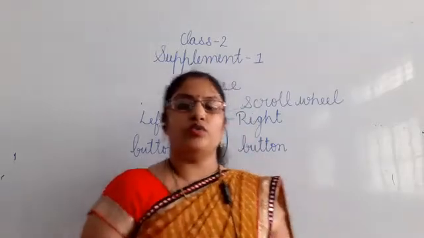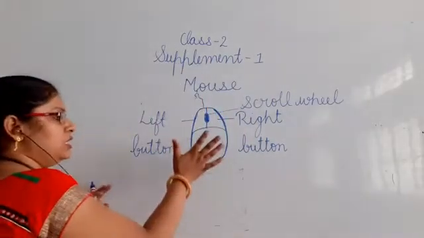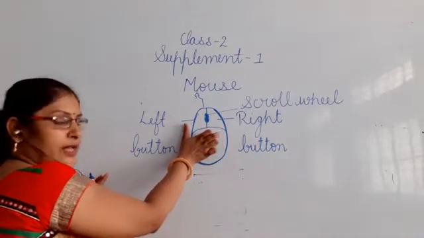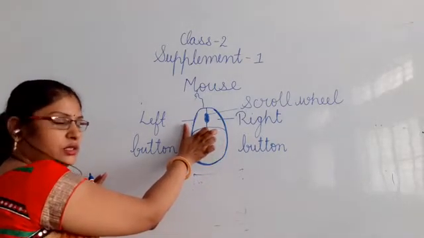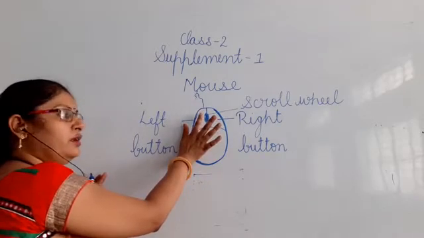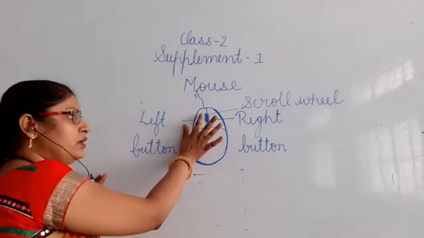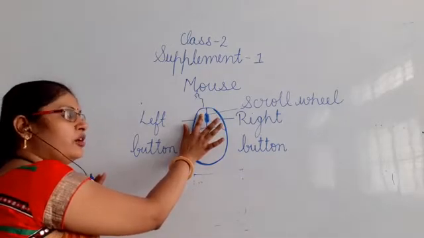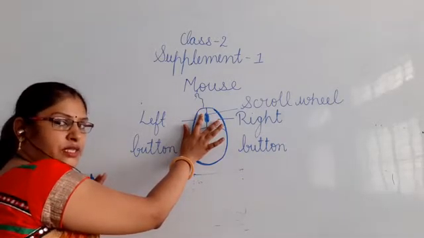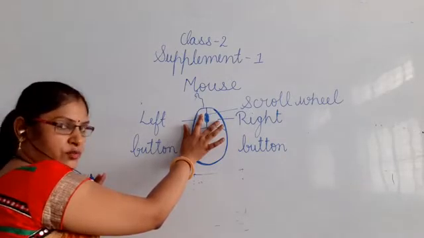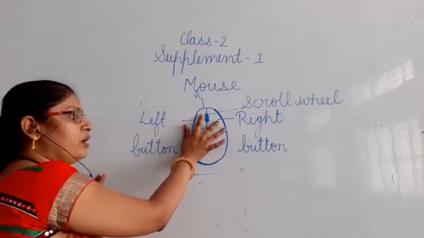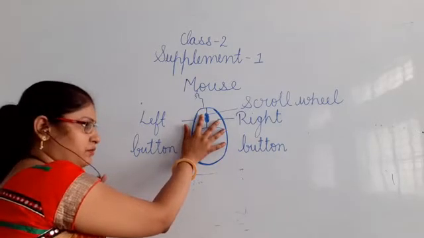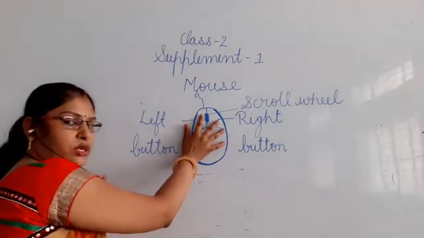Then we come to how to hold the mouse. How will we hold the mouse? See, we will put our thumb on the left side of the mouse. Then we will put our pointer finger on the left button of the mouse, and our middle finger will be placed on the right button of the mouse. Then our palm and remaining fingers will be kept on the mouse. This is how we will hold the mouse.